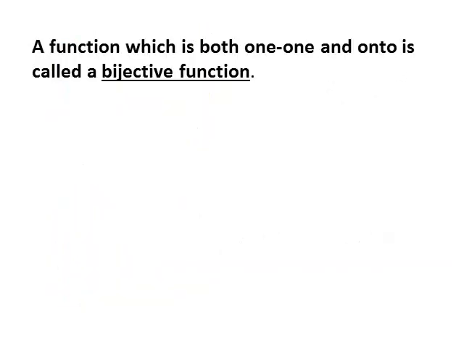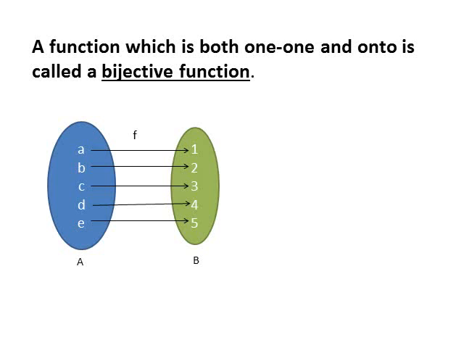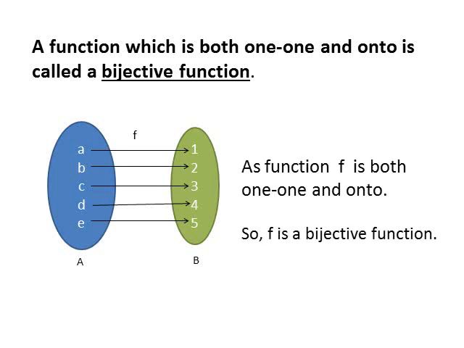Moving to the next type. A function which is both one-one and onto is called a bijective function. Let's define a function f from set A to set B. In this function, we can observe for every element of set A, there exists a distinct image in set B. So it is a one-one function. Also, for every element of set B, there exists a pre-image in set A. So this function is onto also. As function f is both one-one and onto, so it is a bijective function.